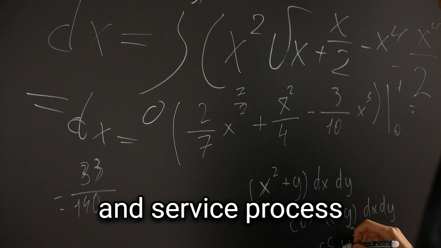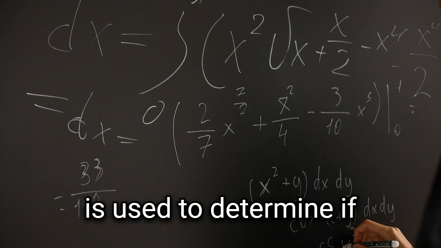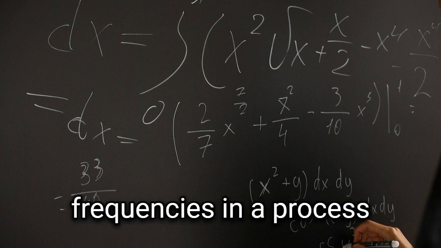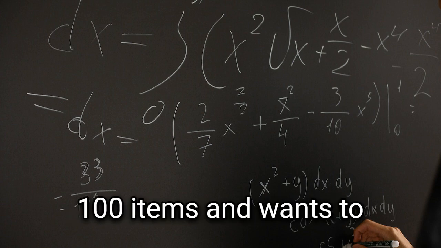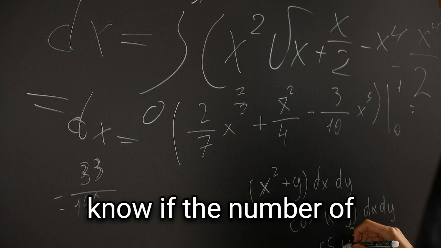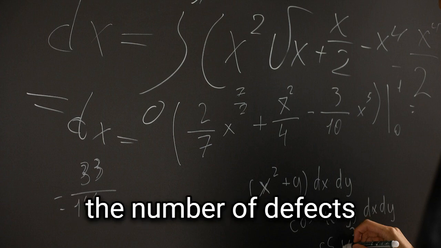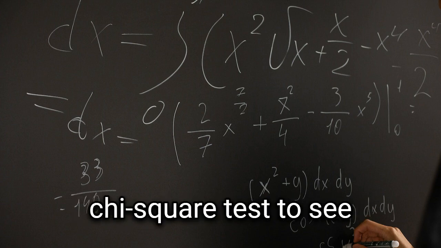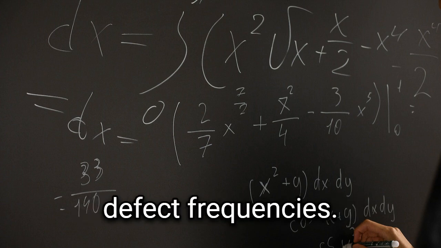In manufacturing and service process improvement projects, the chi-square distribution is used to determine if observed and expected frequencies in a process differ significantly. Assume a manufacturer produces a batch of 100 items and wants to know if the number of defects differs between two production runs. They can collect data on the number of defects in each run and use a chi-square test to see if there is a significant difference between the observed and expected defect frequencies.